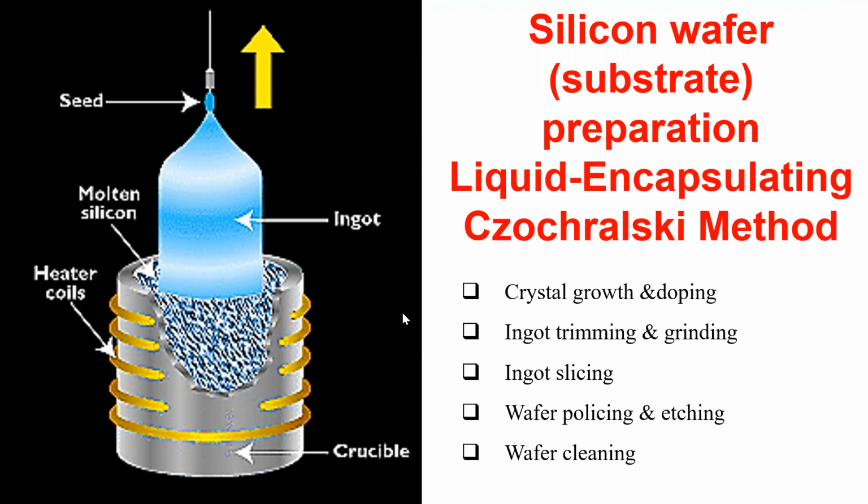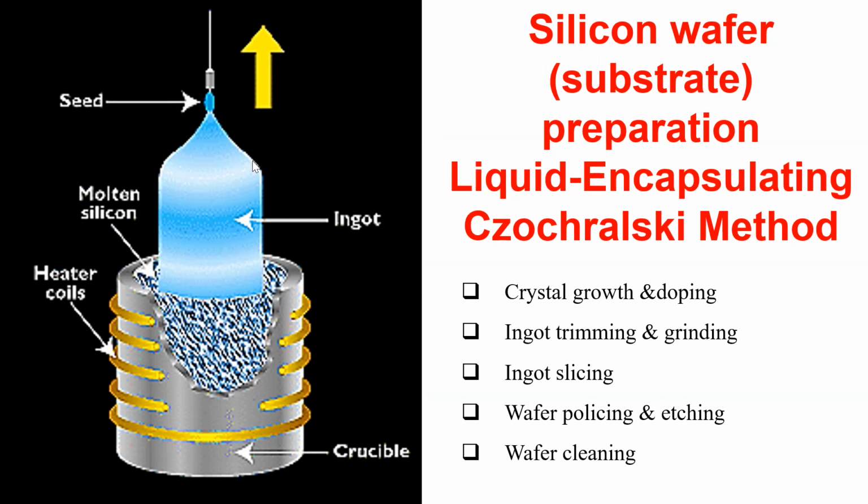First one is silicon wafer preparation. This is the first important process in IC fabrication: the formation of the silicon wafer through crystal growth. This process can be subdivided into a number of sub-processes as shown in this slide: silicon crystal ingot growing, ingot trimming and grinding, ingot slicing, wafer etching, wafer polishing, and wafer cleaning.